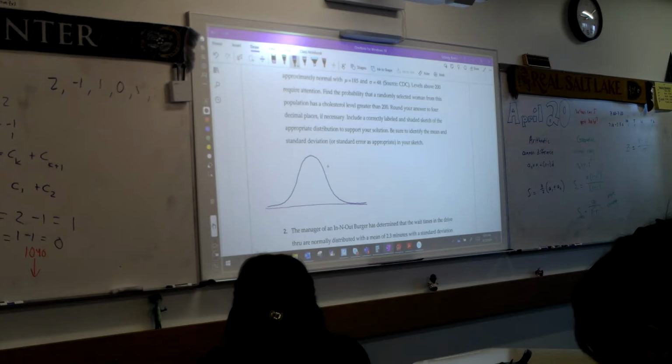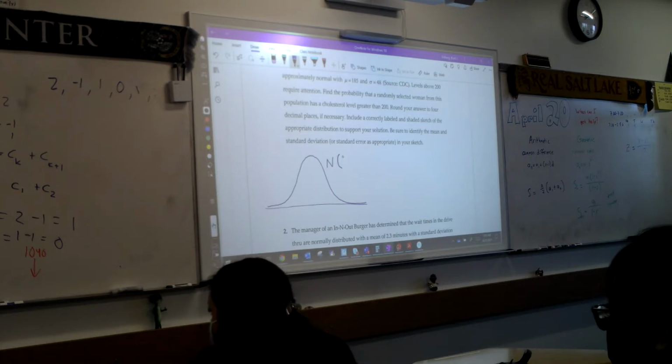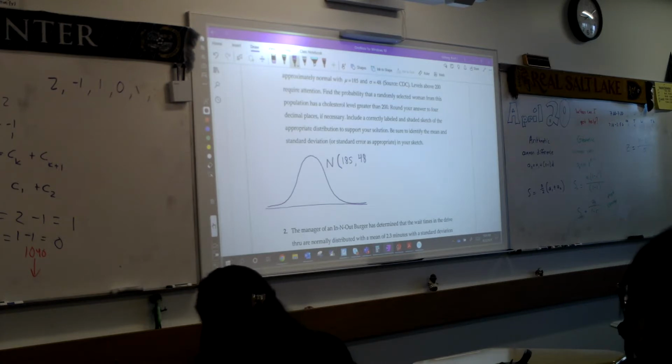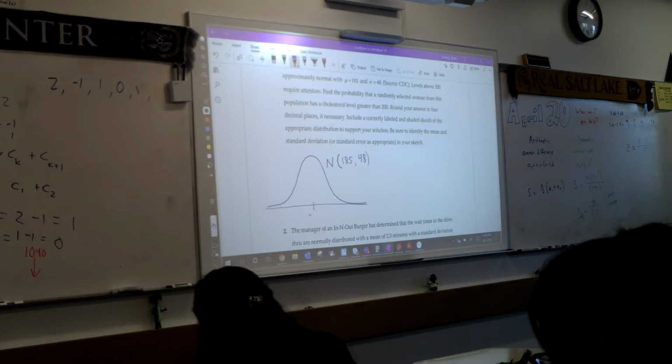Okay? Now, I'm going to put an N. What does N stand for? The capital N stands for normal, okay? And then I'm going to put a 185 and a 48. This is how I say this is a normal curve with a mean of 185 and a standard deviation of 48.